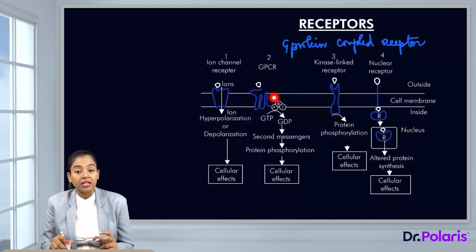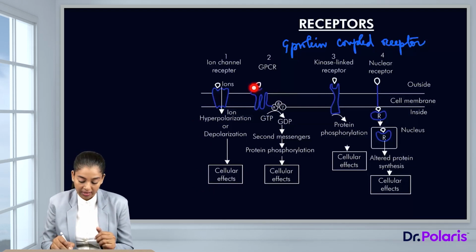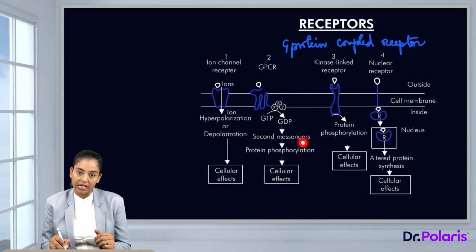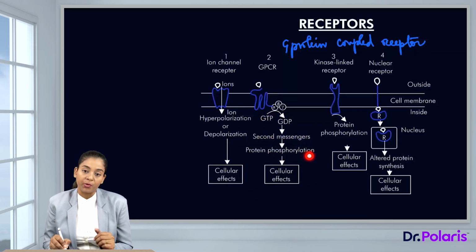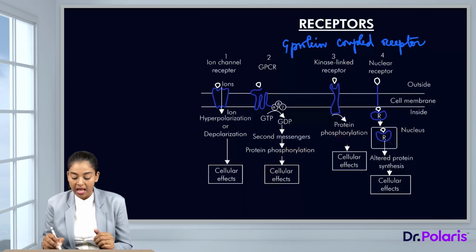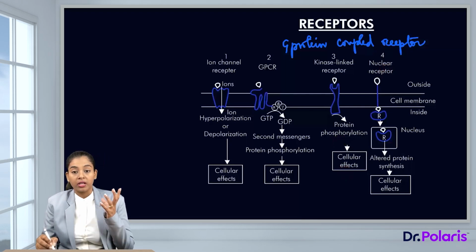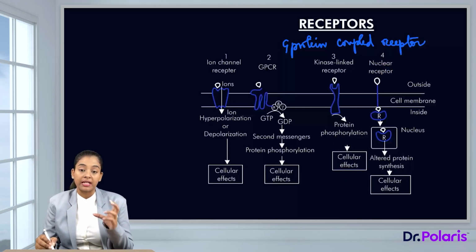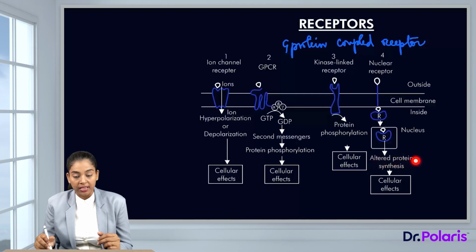GPCR, it's a G protein coupled receptor. It has a 7 transmembrane structure and 3 subunits, alpha, beta and gamma subunit. So it will convert GTP into GDP, and it will activate second messengers like cyclic AMP or cyclic GMP, and it will cause phosphorylation of proteins that will in turn lead to cellular effects. Kinase linked receptors, by activation, cause protein phosphorylation and they will cause cellular effects. And nuclear receptors, the receptor will be present inside the nucleus. So the ligand or the drug will come and attach to the receptor which is present inside the nucleus, and they will alter the protein synthesis, which in turn will lead to some cellular effects.